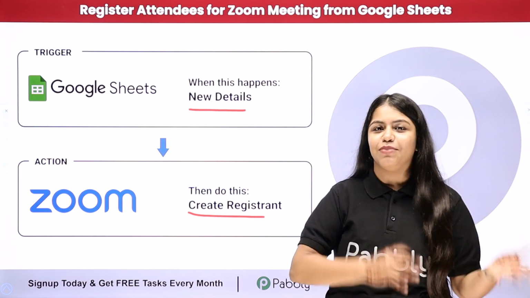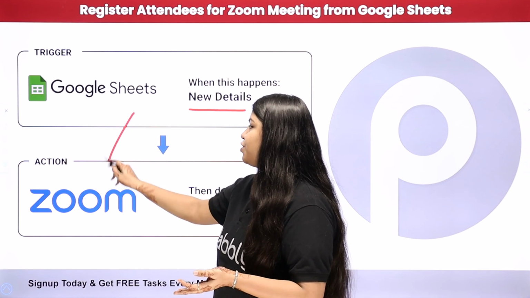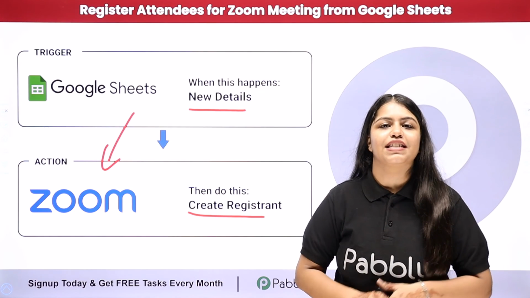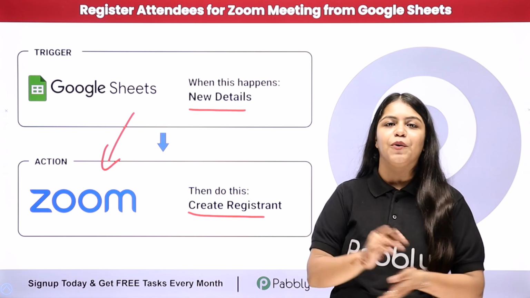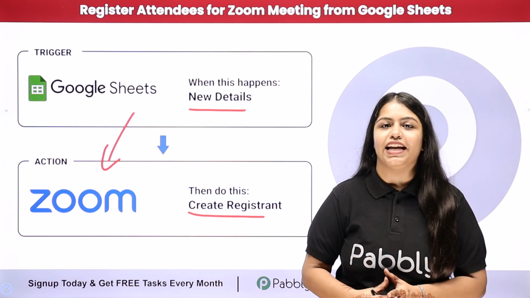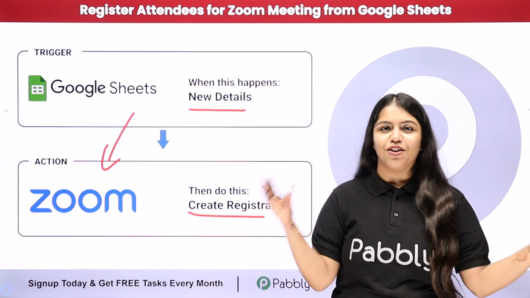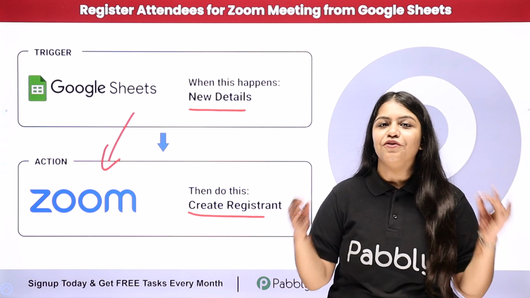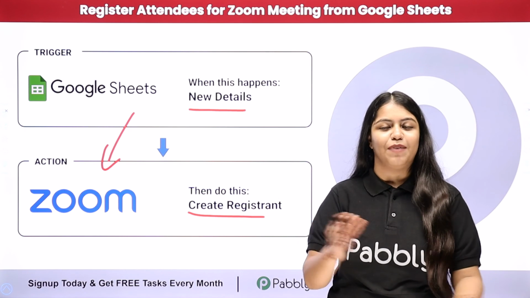To do this, we are simply going to create a connection between Google Sheets and Zoom, and we're going to create this connection without knowing any programming or coding language, using an amazing automation software which is Pabbly Connect. So if you also want to create this amazing automation for your own business, then you have to come with me towards my screen.